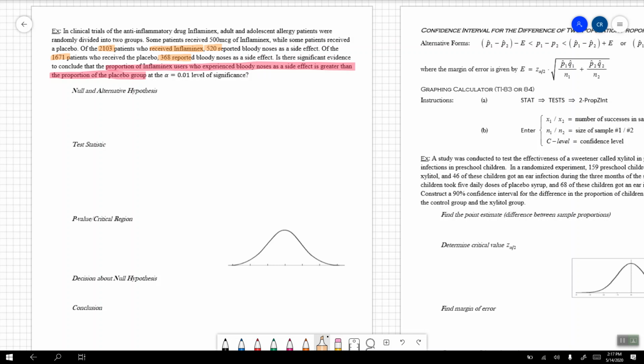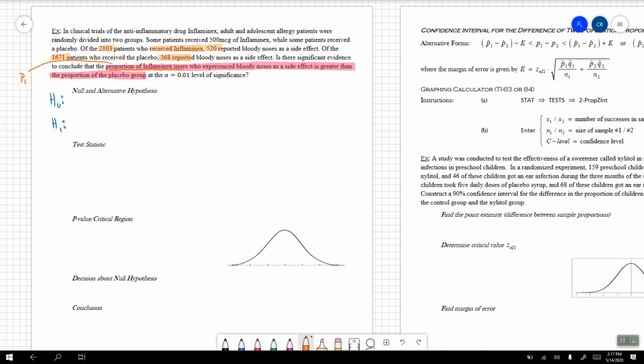So the question then becomes, is there significant evidence to conclude that the proportion of Inflamanex users who experience bloody noses as a side effect is greater than the proportion of the placebo group? Okay, so again, I'm looking to extract what is my null and what is my alternative. Because I'm looking at proportions, this is going to be the proportion of Inflamanex users.